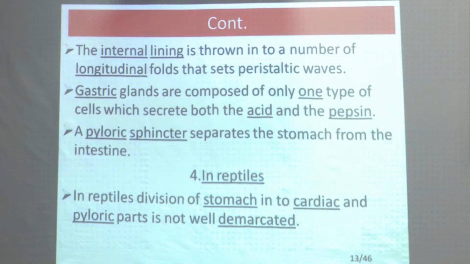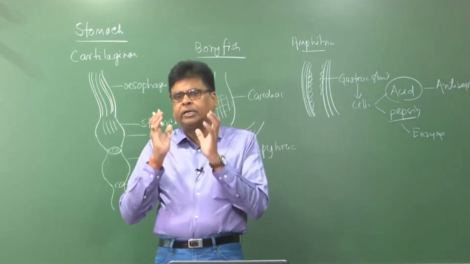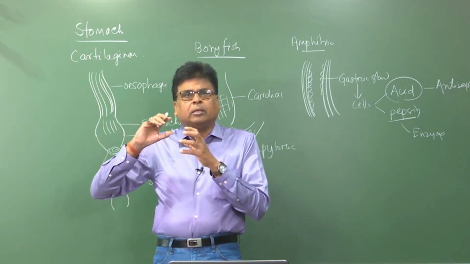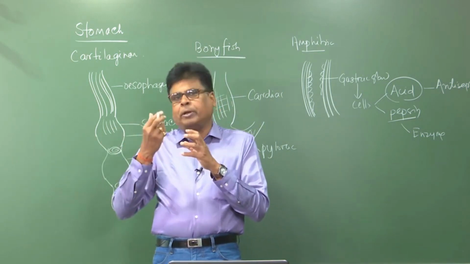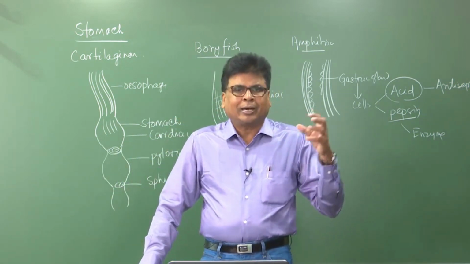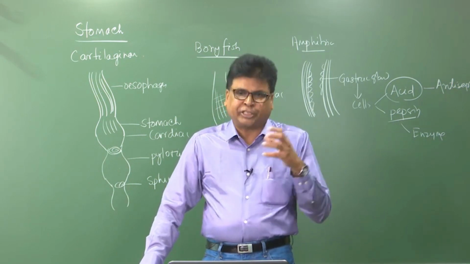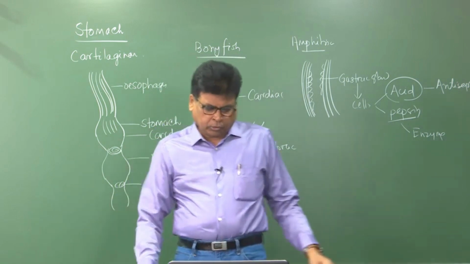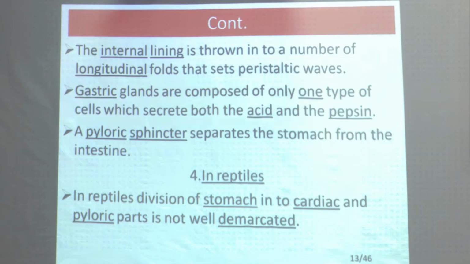And in the case of the amphibian, a pyloric sphincter is actually present that separates the stomach from the intestine. That means the content of the stomach enters into the intestine, and it is regulated by one sphincter, that is called the pyloric sphincter. This sphincter regulates the passage of the content of the stomach into the intestine. So that is the pyloric sphincter. This is all about the stomach of amphibians.